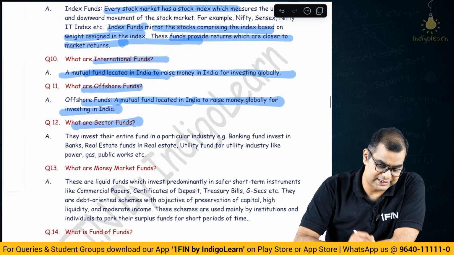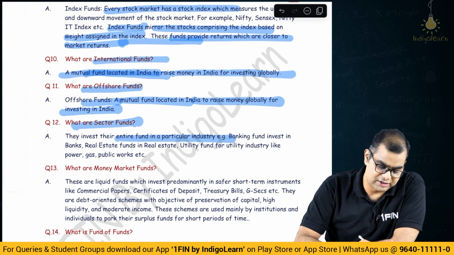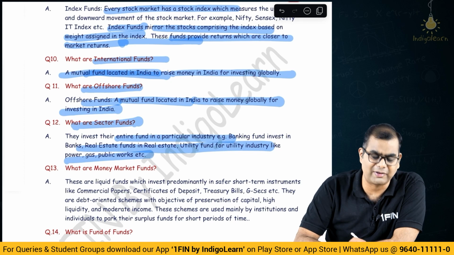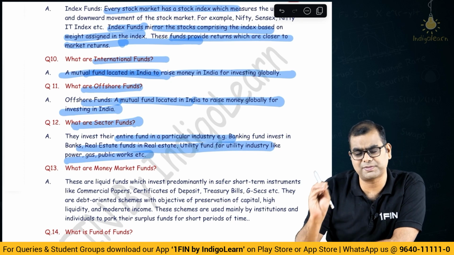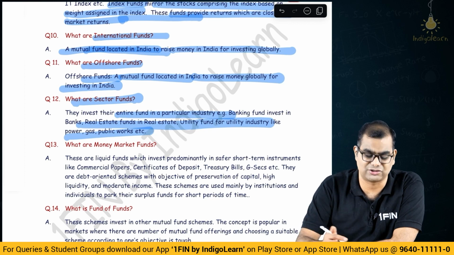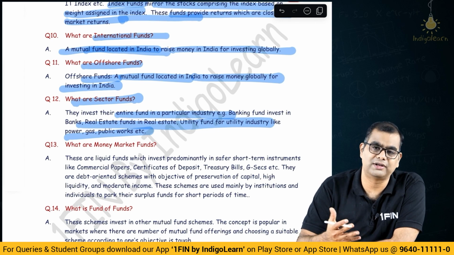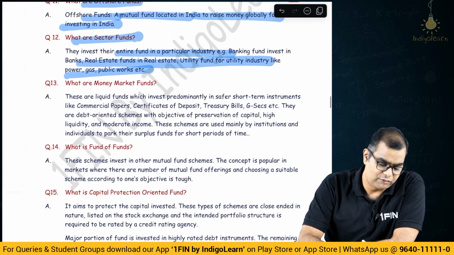Then you have something called as sector funds. These sector funds, they invest the entire fund in a particular industry. Let's say you have a banking fund, real estate fund, right, or utility fund. Like that, you have multiple sector funds. If you want to get exposure to a specific sector, you should choose it, but typically the point of choosing a mutual fund is diversification. So, sector funds at some point they were doing well, but more or less a lot of people now prefer more diversified funds.